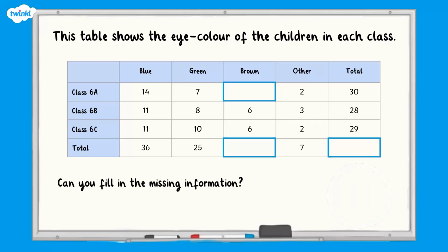Here are the answers. 7 children in class 6A have brown eyes. 19 children have brown eyes altogether. There are 87 children across the 3 classes. How did you get on? If you weren't sure how to work out any of these answers, you could rewatch the previous section to check the methods and then try the questions again.